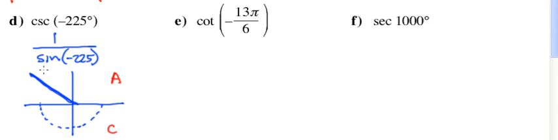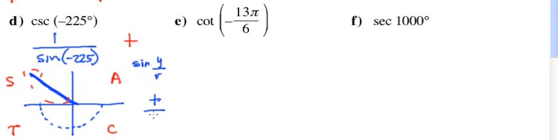Using the CAST rule, only sine is positive in this quadrant. So, okay, this sine will be positive. 1 over that sine will also be positive. So, positive result. If we use our ratios, you can say that sine is y over r. In this quadrant, because we're above the axis, the y's are positive, and the radius is always positive. So again, we find that we should get a positive result. CAST rule and the ratio agree, and they always should.